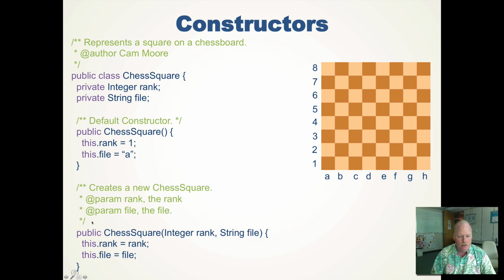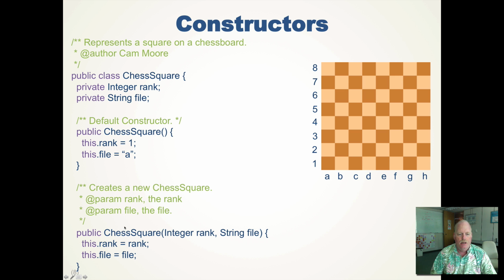You can create other constructors with different parameters. For example, in this case, you might want to say integer rank and string file. You use the this keyword to refer to this instance. So I'm saying this.rank equals the parameter rank. Last time we talked about the scope of the variables. So this.rank refers to the member variable, and rank refers to the parameter being passed in.